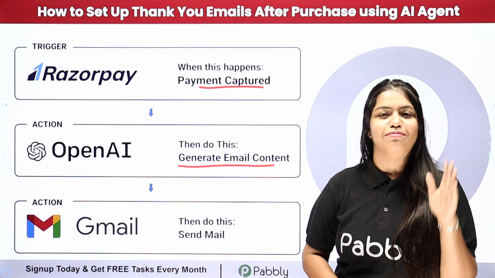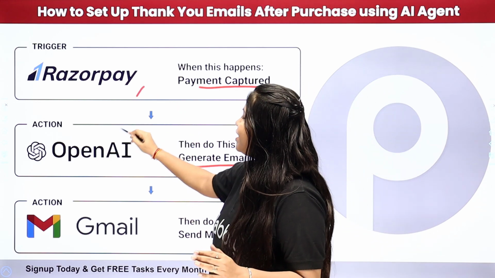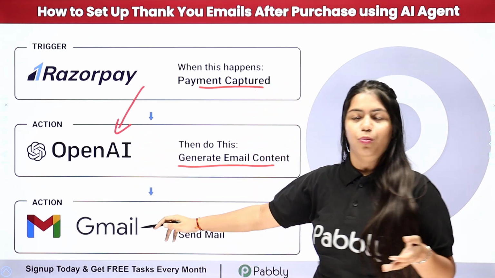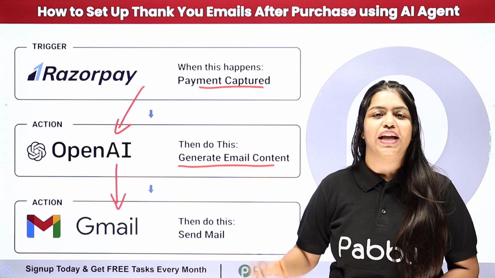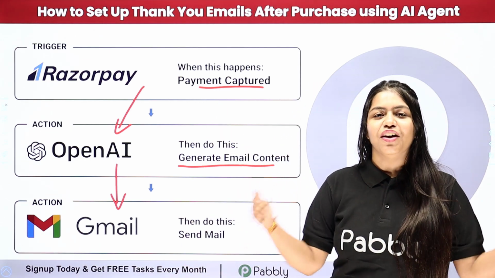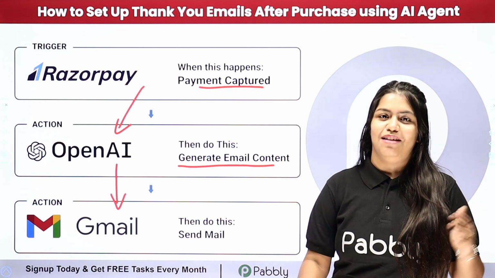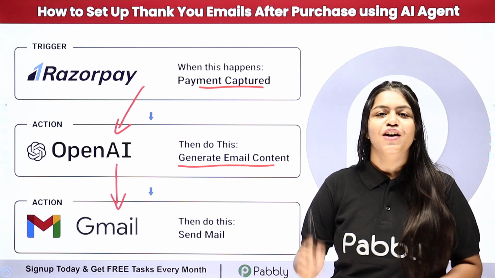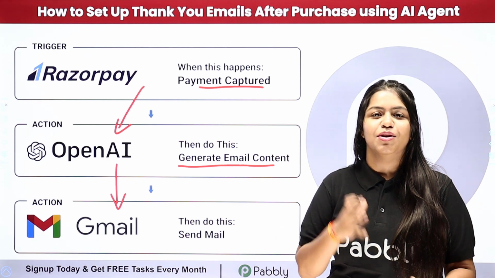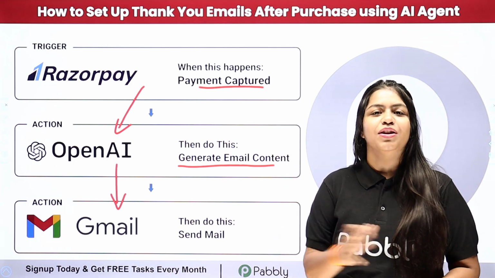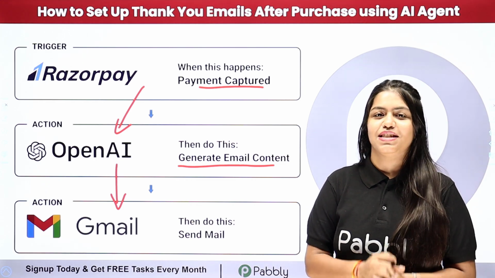So to do this, we are simply going to create a connection between Razorpay, our AI agent, which is OpenAI, and then Gmail. And to create this connection without knowing any programming or coding language, we are going to use Pabbly Connect. It is an amazing automation software. So do you also want to create this connection for your business and send your customers automated emails? Then for that you have to come with me towards my screen.